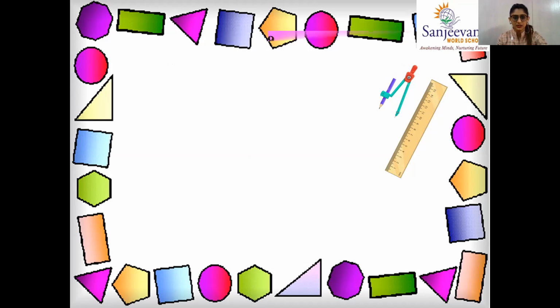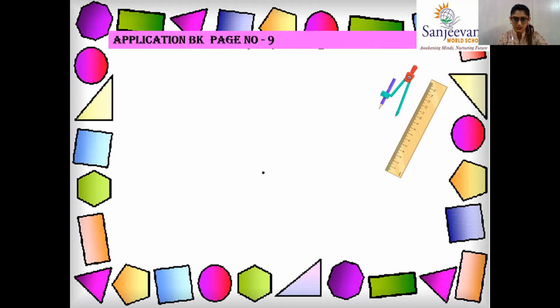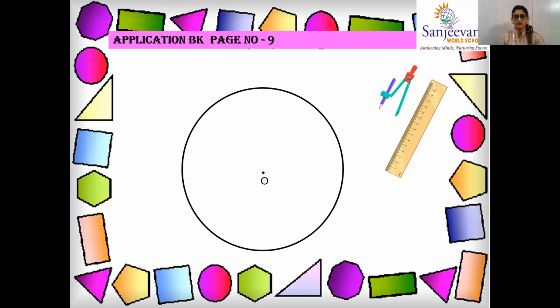Moving ahead with the third question, the third circle. Again mark a point. Draw the circle. Draw the radii. Mark the other point. 4.5 centimeter. This circle has the radii of 4.5 centimeter.